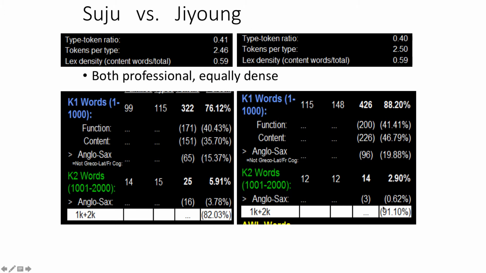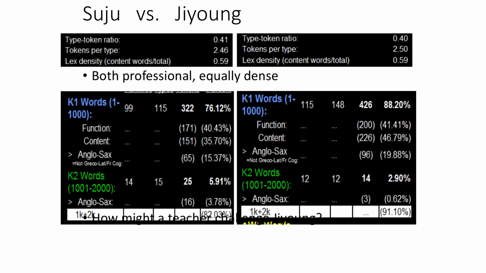So this could be that Jiyoung is talking more about broad or general topics, whereas Suju is talking about something which is more specific. It could also be that Jiyoung is playing it a little bit safer when it comes to her vocabulary. She's sticking to what she knows. She's only deploying those words that she's used a lot of times before, whereas Suju is being a little bit riskier here, using less of the easy words, that low-hanging fruit.